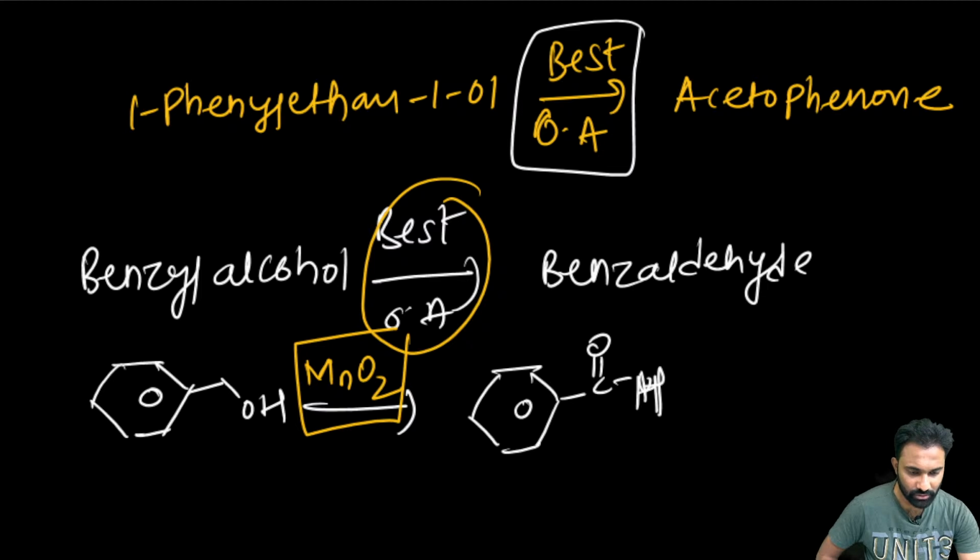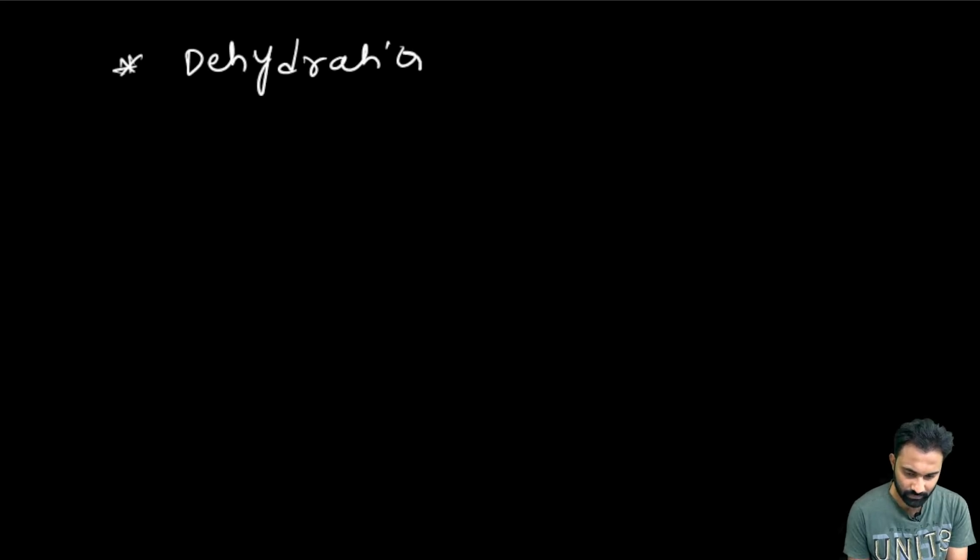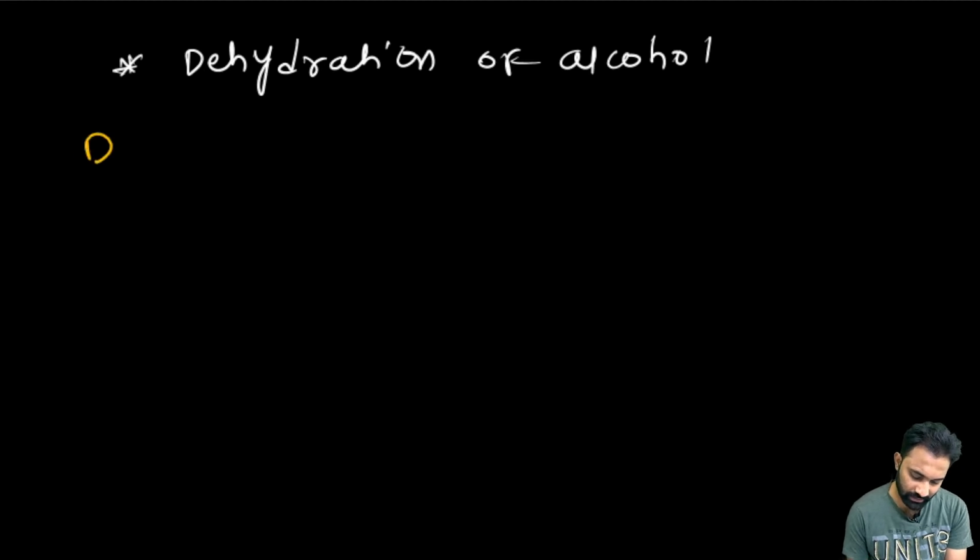Next we'll move to some reactions of alcohols. Already we have studied some reactions of alcohols. First one is the dehydration of alcohols. In the dehydration of alcohols, now we have to know some dehydrating reagents. What are the dehydrating reagents?